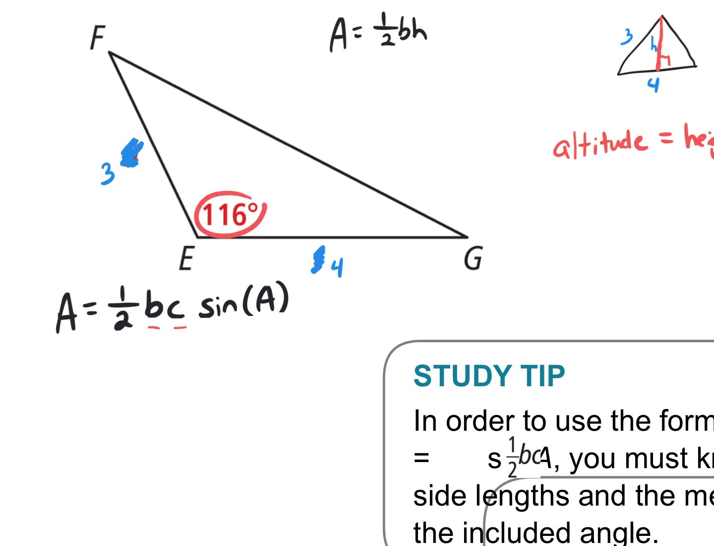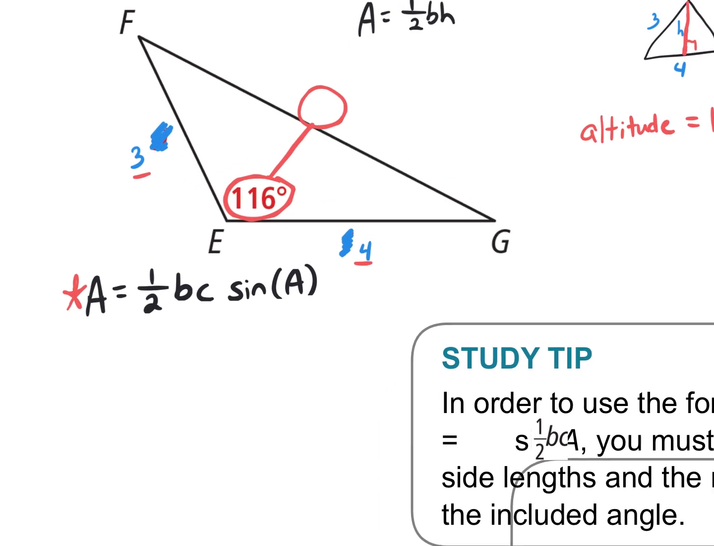Yep, so here's my angle. That angle is usually connected to whatever side this is. That b and c are the other two sides. Okay, so they mean the same thing that they meant in the other formulas that we've had. So if I want to find the area, but I don't know the altitude, I can use this formula here. Okay, so let's plug some things in based off of this diagram.